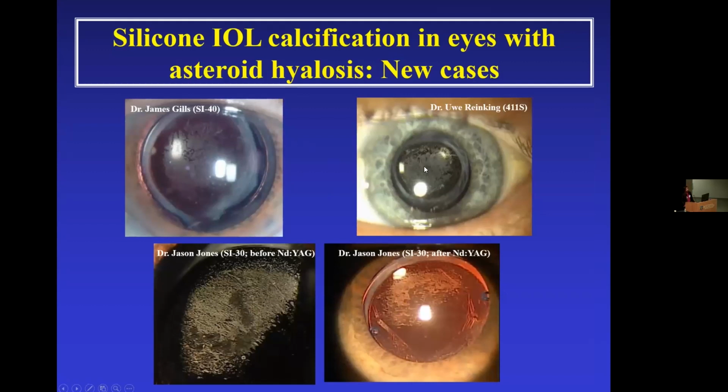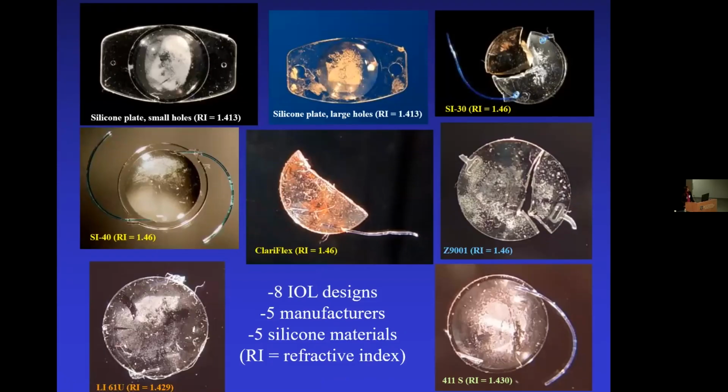Posterior surface of the optic with the deposits, it can be cleared with YAG laser, but you have the reaccumulation after that. And here you have 8 IOL designs from 5 manufacturers using 5 silicone materials that are all different. And this is not restricted to any kind of silicone lenses. This may occur with any silicone lens.